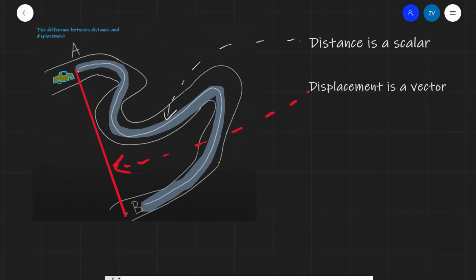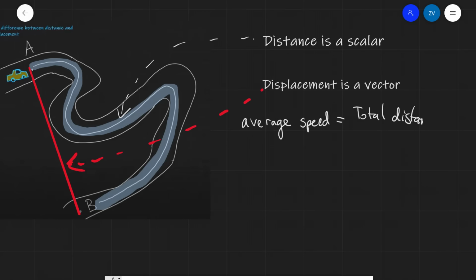Now with that in mind, we can also define two further quantities. One of those will be the average speed, which is a scalar quantity, and this will be equal to the total distance divided by the total time. Now the total distance is just this path over here from A to B.